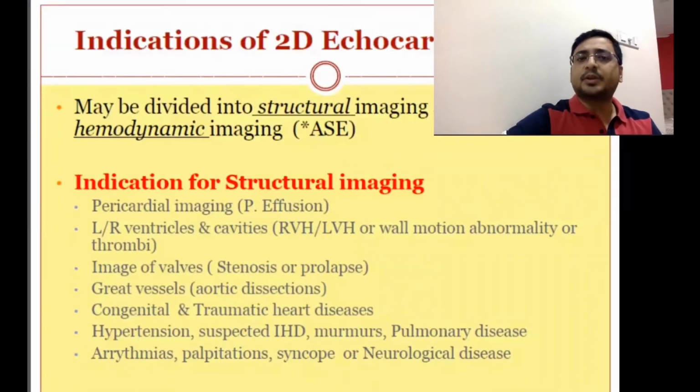Coming now to the indications of 2D echo, it can be divided grossly into structural and hemodynamic points. Within structural imaging, we can diagnose so many structural diseases, starting from pericardial, that is pericardial effusion, ventricular cavity, left ventricular and right ventricular hypertrophy, and any other valve motion abnormalities, images of the valve, stenosis or prolapse, great vessels including aortic dissections, congenital and traumatic heart disease, and also the effects of hypertension, suspected ischemic heart disease, and several other pulmonary diseases, including some of the arrhythmic disorders.